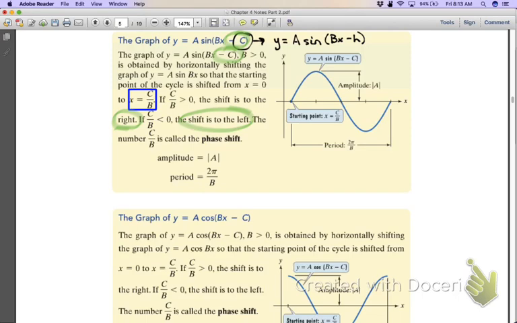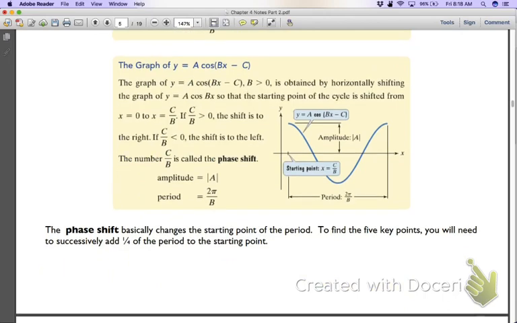It's not going to change how we've already done the amplitude. We're just shifting everything over left or right. Same way whenever we deal with cosine, it's going to do the same thing. Everything fits. We're still dividing whatever our c value is, or our h, whatever you want to call it.